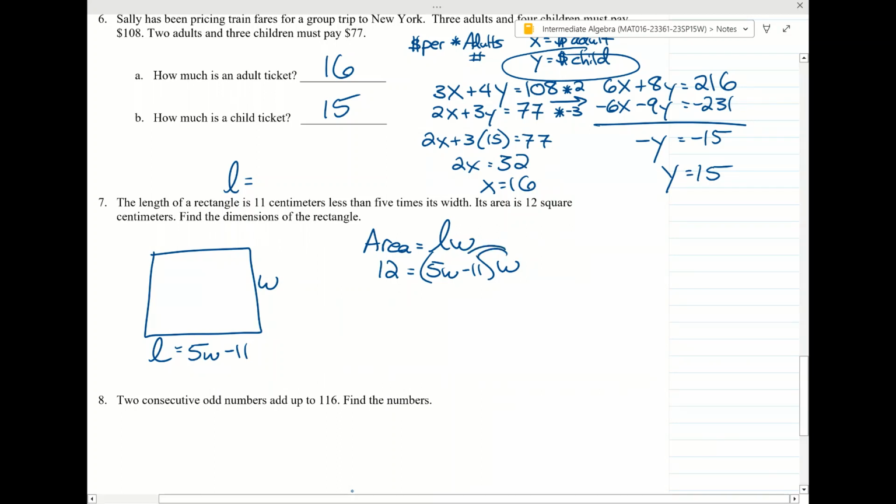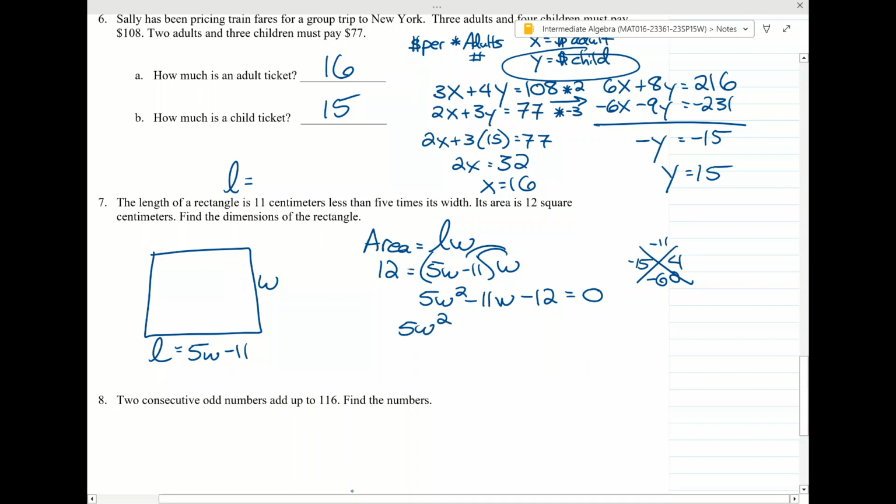So if we distribute the W, 5W squared minus 11W, and we'll bring the 12 over so that we get a problem that's equal to 0. So I distributed the W and then I brought the 12 over. Now we have to factor this. We're looking for numbers that multiply to be negative 60 and add up to be negative 11. So negative 15 and 4 would work.